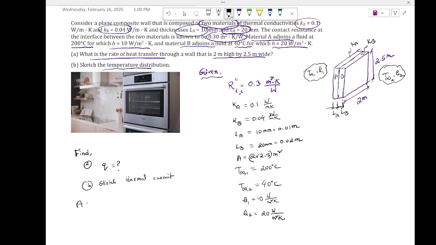So what are the assumptions? Can anybody give me some assumptions? Anyone? What are the assumptions? Steady state, 1D. What else? Yep, exactly, those four assumptions. No heat generation. All right, Q dot is the heat generation. Do you remember Q dot is the heat generation?